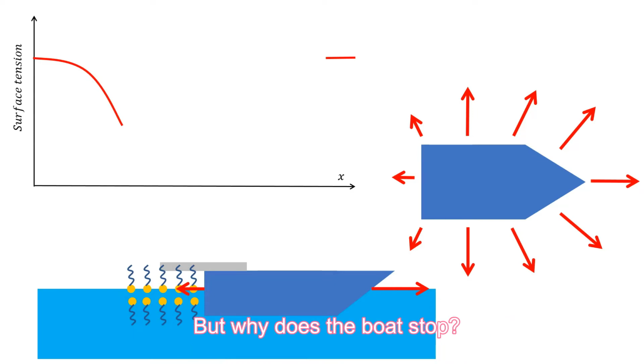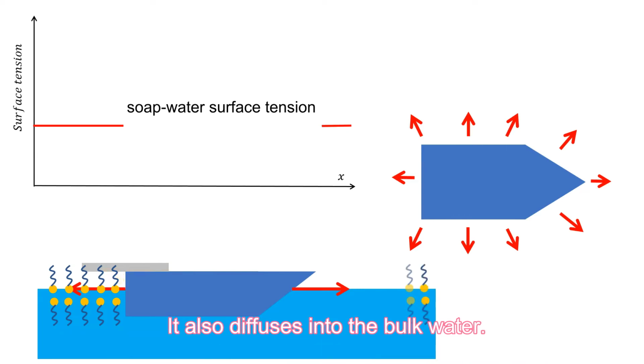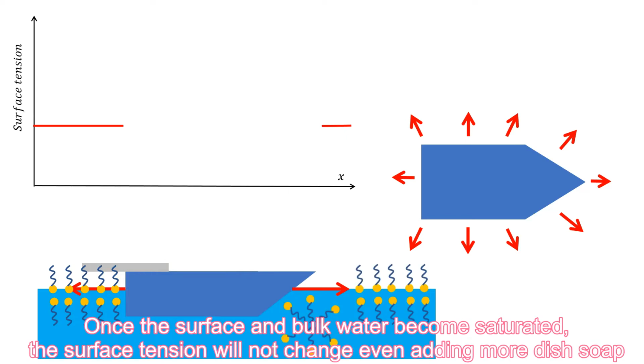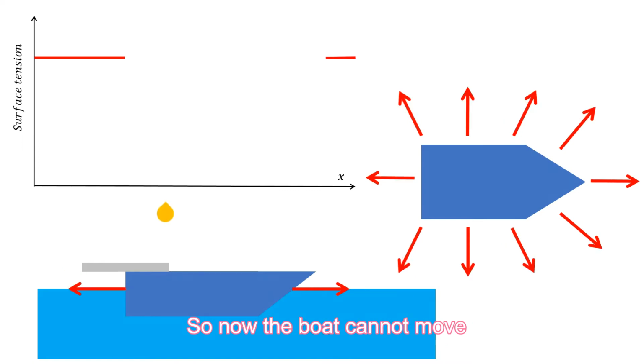But why does the boat stop? The same Marangoni stress spreads the soap all over the surface, including the front of the boat. It also diffuses into the bulk water. Once the surface and bulk water become saturated, the surface tension will not change even when adding more dish soap. So now the boat cannot move.